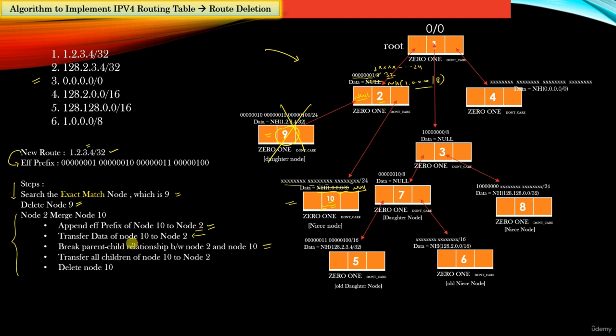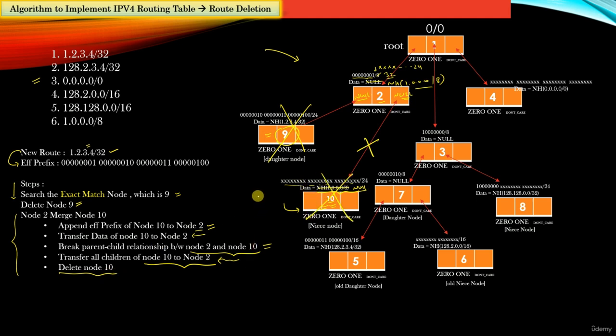Then the next step says to break the parent-child relationship between node 2 and node 10. That is, this linkage is going to be broken, so node 2's don't care child becomes null. The next step says to transfer all the children of node 10 to node 2. In this case node 10 is a leaf node and does not have any children, therefore there is no transfer of children. But if node 10 had any children, they would have been moved as children to node 2. And finally, delete node 10 as well.